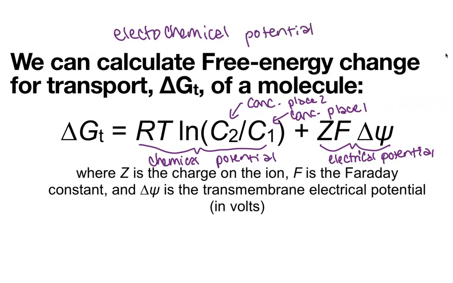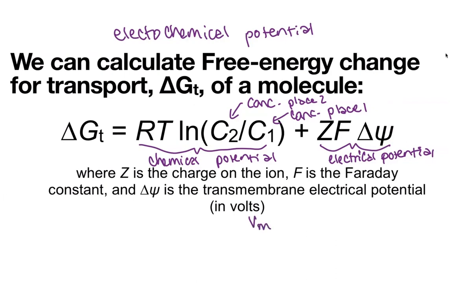So if you have an ion, a charged molecule, then this electrical part is going to be important. The Z is going to be the charge of that ion. F is just a constant. And this is going to be the transmembrane electrical potential in volts. So basically that is going to be like our VM.